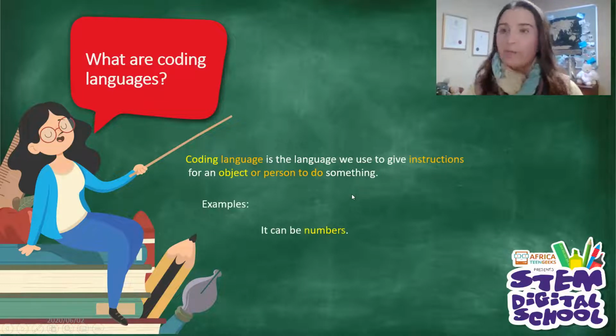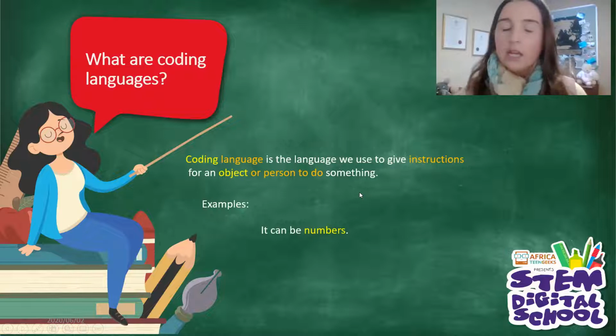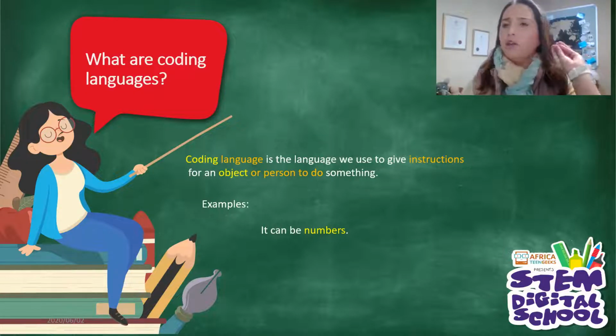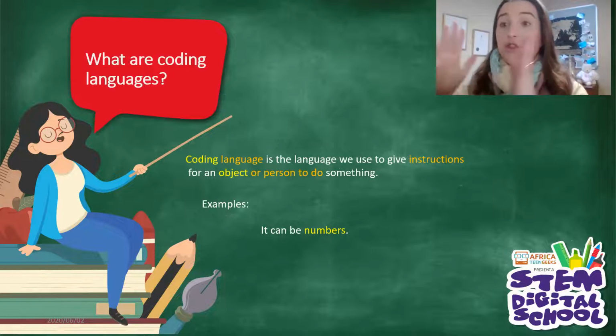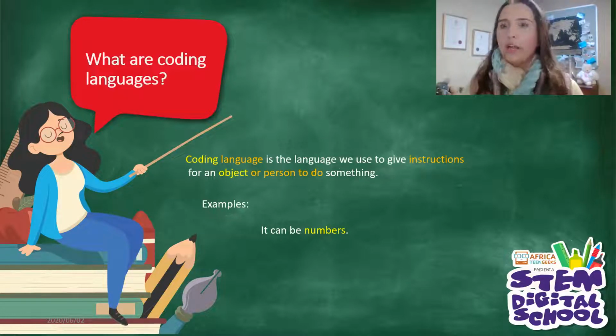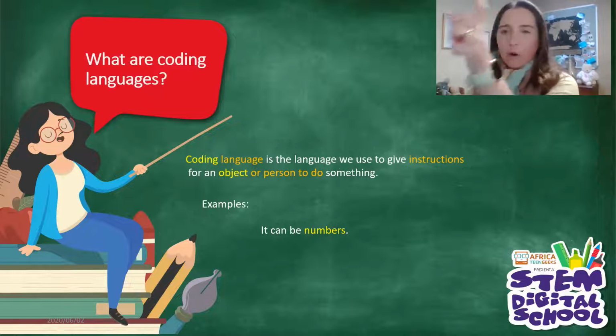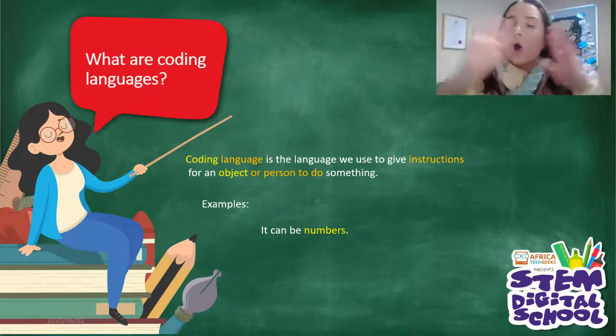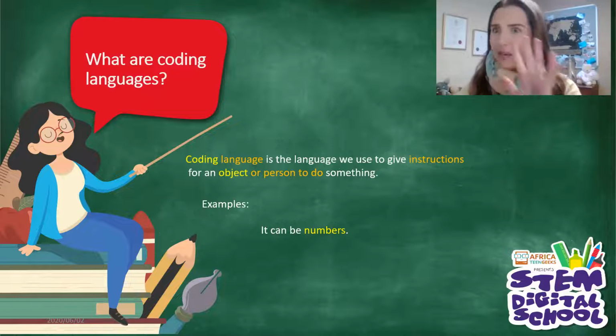For an example, it can be numbers. So we can say, can you use 5 steps forward to get to that tree? Or we can go 0, 1, 0, 0, 1, 1, 1 to give a whole bunch of codes. So it can be numbers.